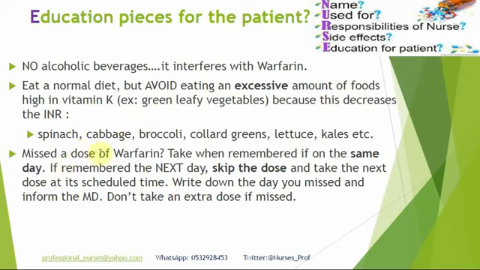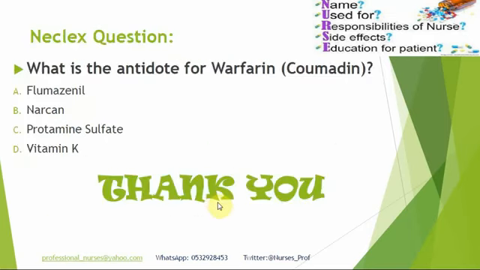Also, we have to educate our patient about what they have to do if they miss a dose of warfarin. We tell them to take it if they remember on the same day. If they remember the next day, skip the dose and take the next dosage at the scheduled time. Write down the day that you missed the dosage and inform your MD. Remember, don't take an extra dose if you missed one.